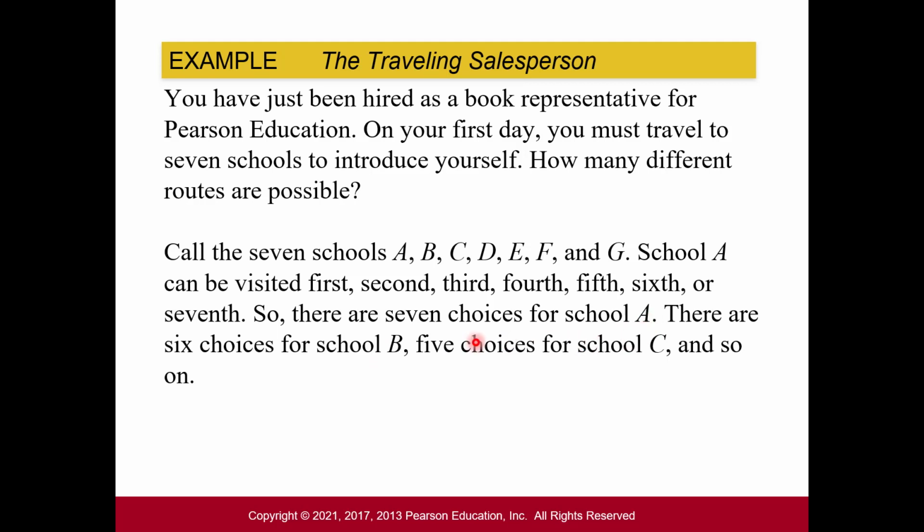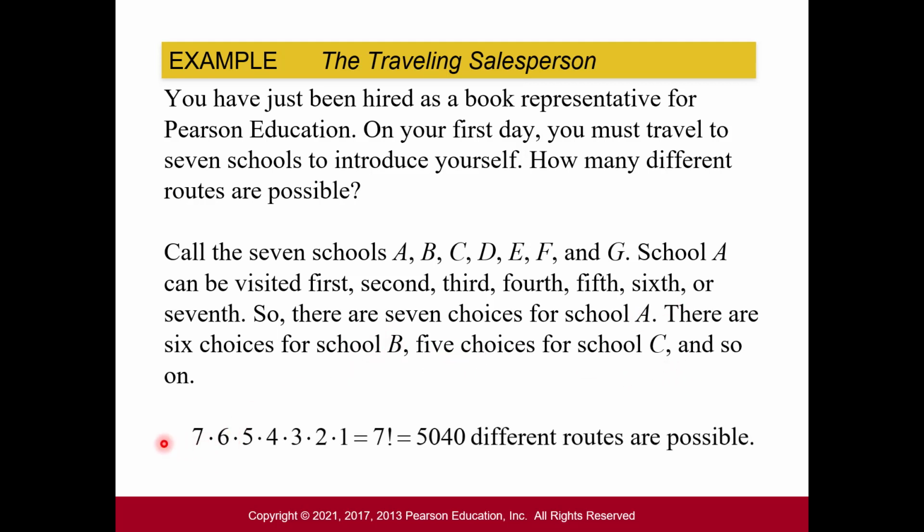So you can visit school A at any of your 7 stops, but once you've decided when you will, then it's removed from the list of what takes up a spot. Like let's say we visit A first, then there's only 6 other spots on our route that we can choose from to visit school B, and then 5 for school C, and so on.